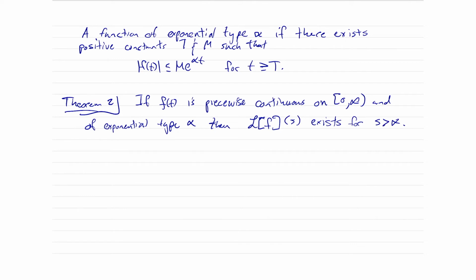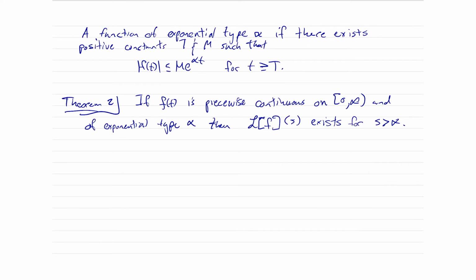Okay, so let's look at the different conditions here. One thing we need is that f is piecewise continuous. What does that mean? Well, it basically means that you can write it as a piecewise defined function where each piece is continuous. The reason we have that in here is because that means the Riemann integral is actually well defined. So we keep that in there. And exponential type alpha, right? We just defined what that means. So f has to meet this requirement.